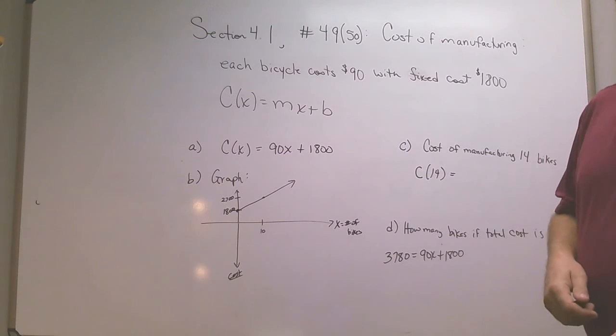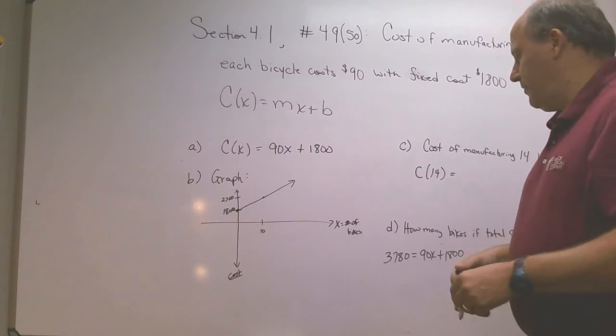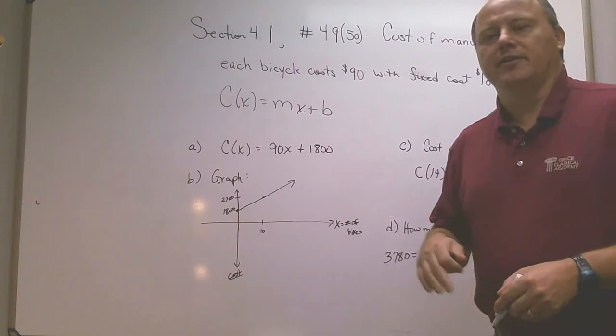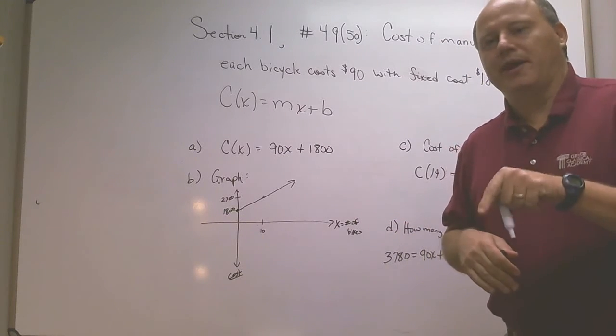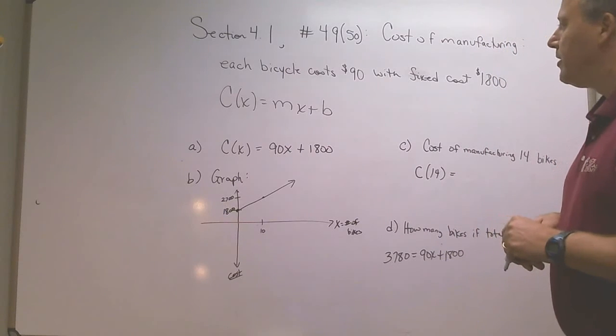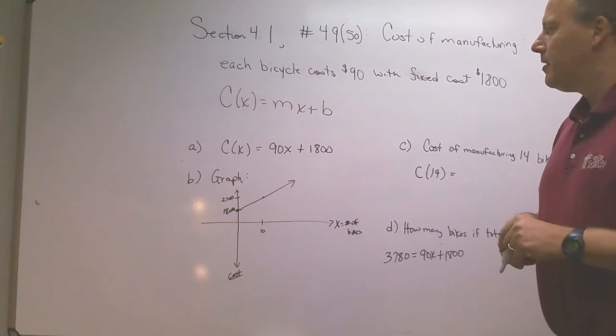And I don't know if it might be a decimal. I doubt it. They would do that too, but if it is, just round to the nearest bicycle. Actually, you want to round down to the nearest bicycle. But anyway, this is a pretty simple problem.